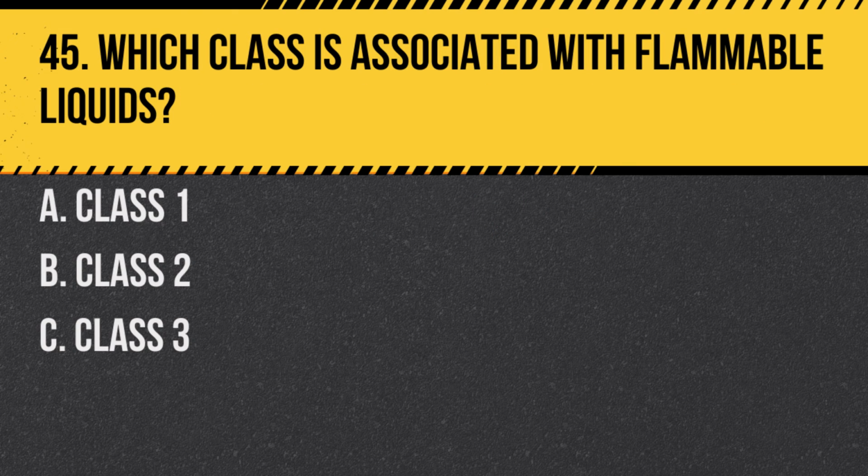Question 45. Which class is associated with flammable liquids? A. Class 1. B. Class 2. C. Class 3. Answer: C. Class 3. Flammable liquids fall under Class 3.